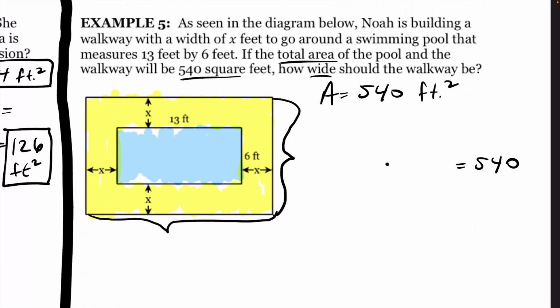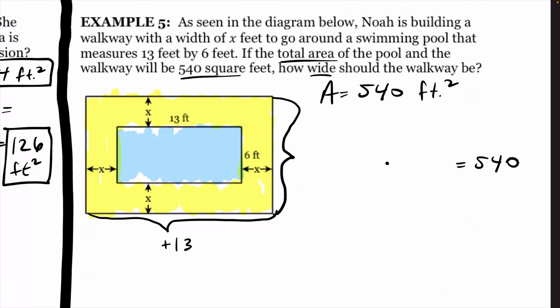I know the pool part, right? The pool part is 13. The pool is 13, so that's part of it. So it's actually not going to be X because there's an X on one side and an X on the other, right? So how many X's do I have here? How many X's do I need to add up? 2 of them, right? So it's actually going to be 2X plus 13.